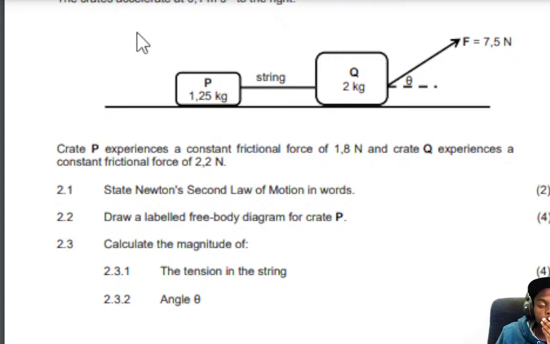Now, if we look, the statement is not done. They say grade P experiences a constant frictional force of 1.8 newtons, and grade Q experiences a constant frictional force of 2.2 newtons. So grade P has a frictional force of 1.8 newtons, and grade Q has 2.2 newtons. I think you can differentiate because grade P is much smaller than grade Q, so you can even see in the magnitude of the friction that it's not the same.